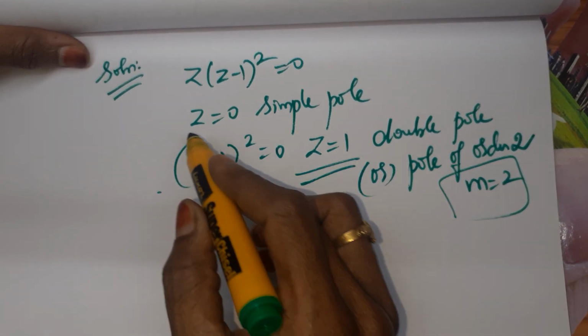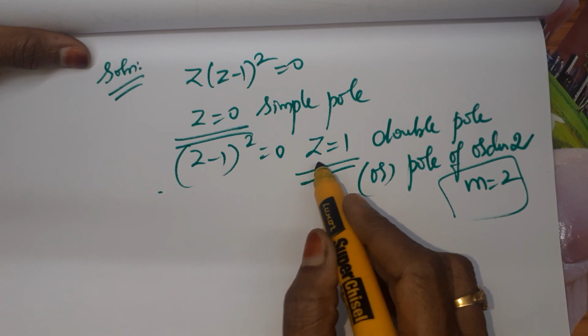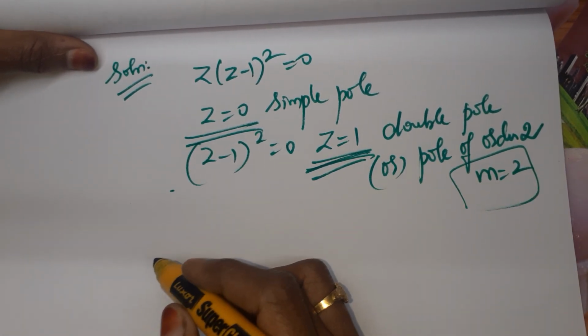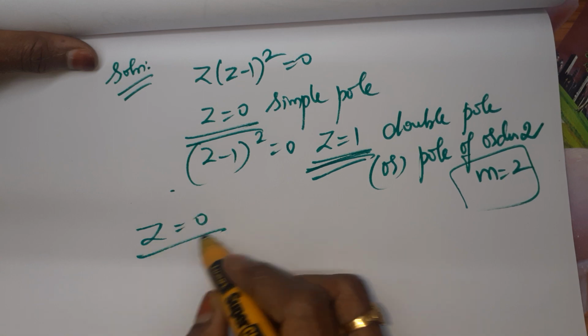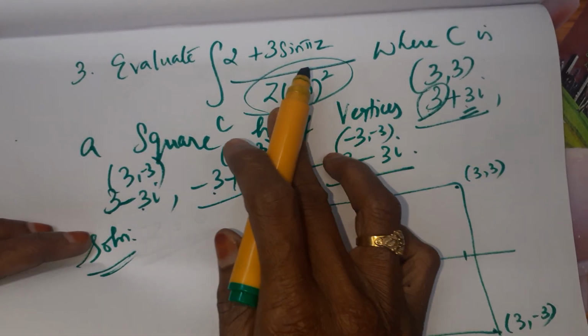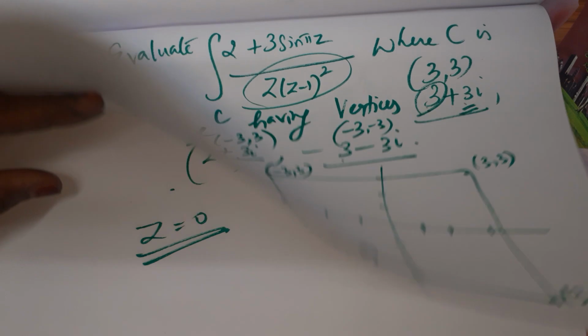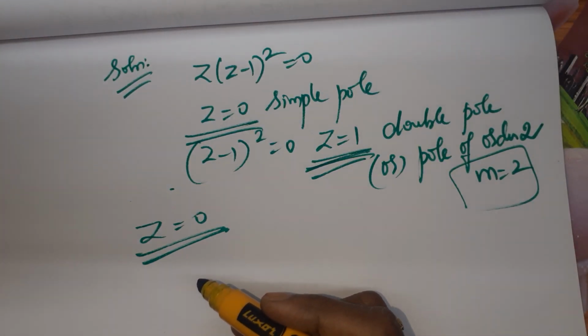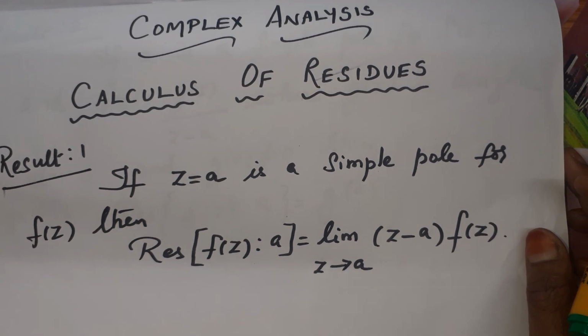So we have two poles, 0 and 1. We have to find the residues one by one. So z equal to 0, we are going to find the residue first. How we are going to do it is, we have one formula, first result. I'll show you which result. This is the result we are going to use.